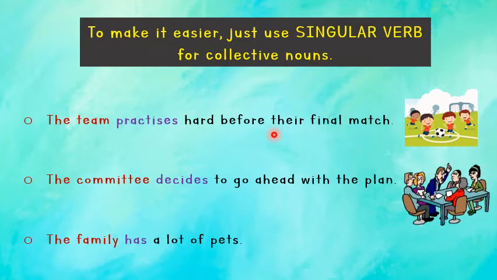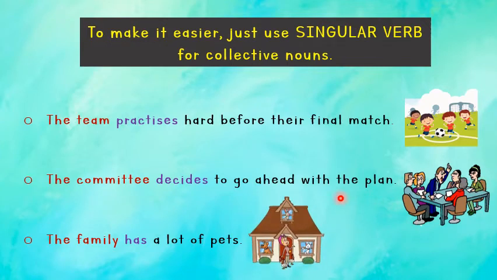The committee decides to go ahead with the plan. The family has lots of pets. Okay, so untuk senang, for this rule, you just use singular verb for collective noun.